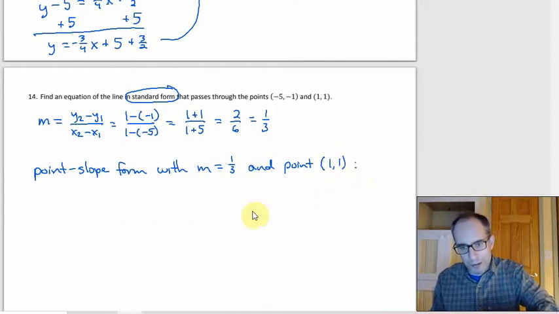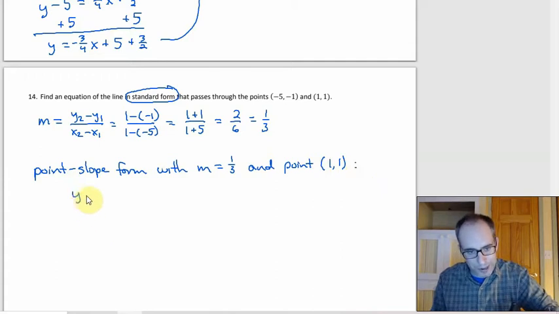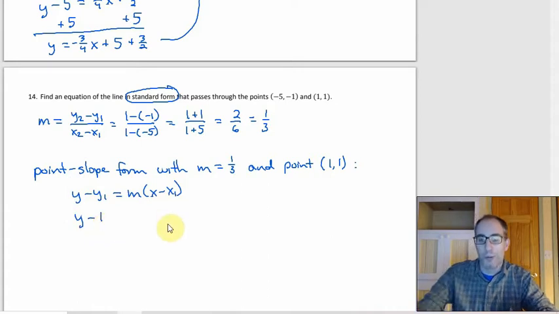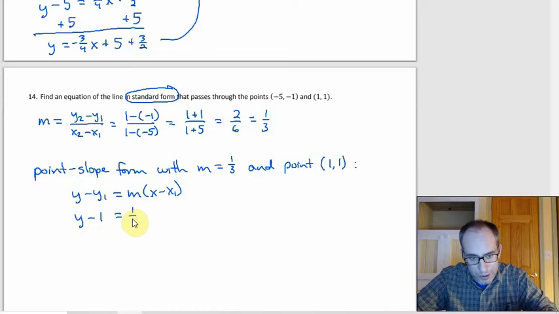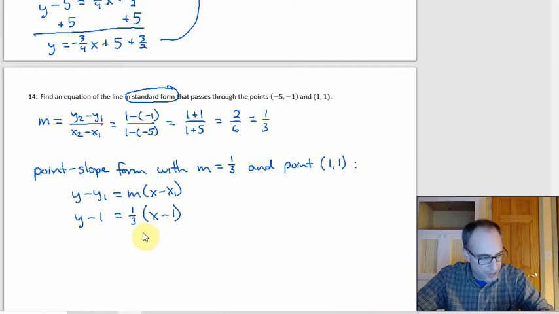But then we should be able to sub in, right? So we're going to have y minus y1 equals m times x minus x1 for the general point slope form. But then we're going to sub everything in. So y1 and x1 are both 1 if we're going to use 1, 1 as our point. And then m is 1/3. So you get y minus 1 equals 1/3 times the quantity x minus 1. I guess we can then distribute the 1/3.